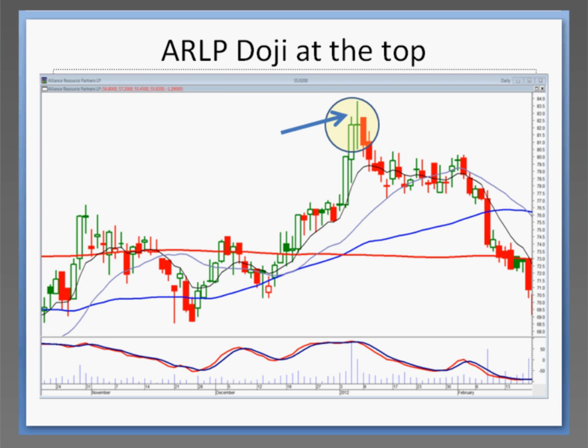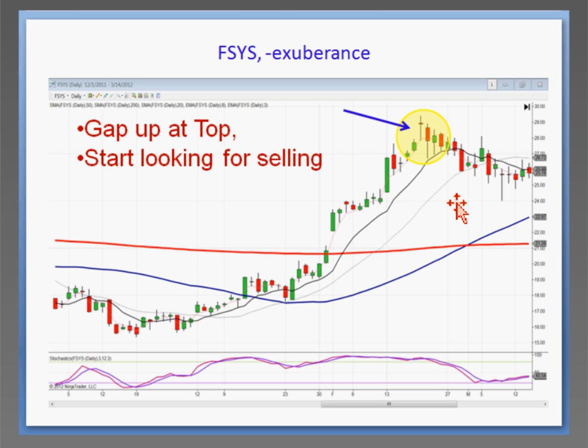Get ready to take profits. They're probably going to come back to test the T-line. So anytime, this is what really turned my investing around.